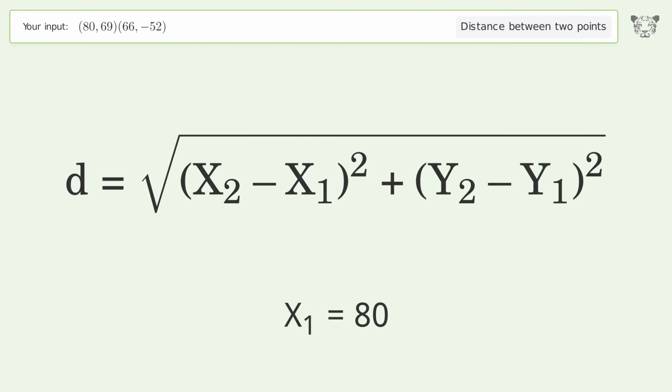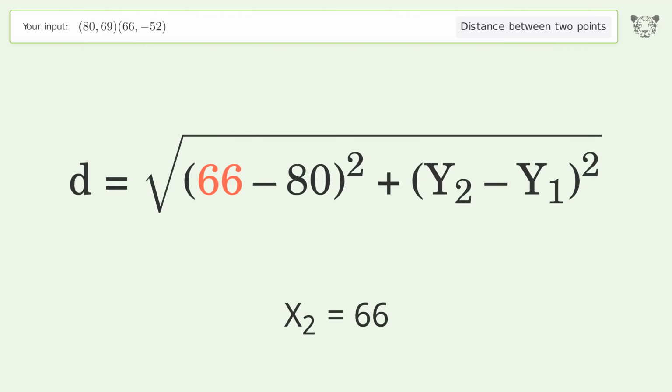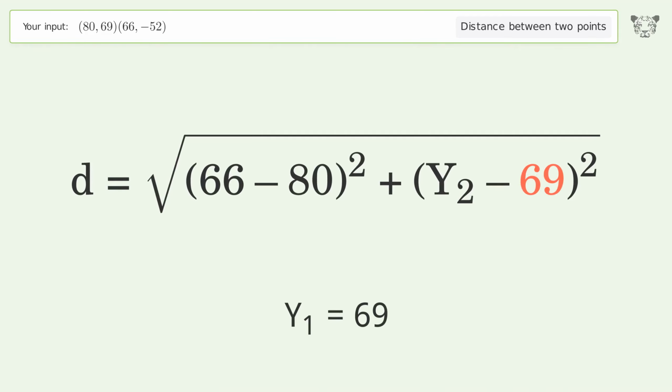x1 equals 80. x2 equals 66. y1 equals 69. y2 equals negative 52.